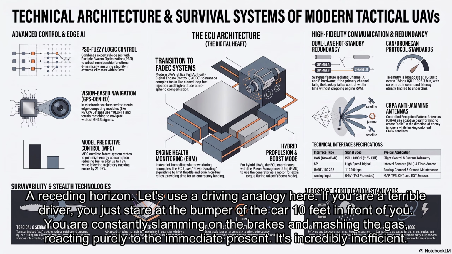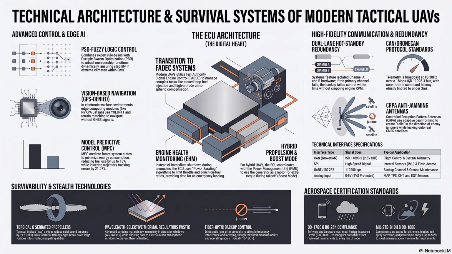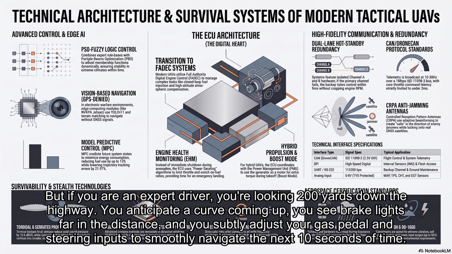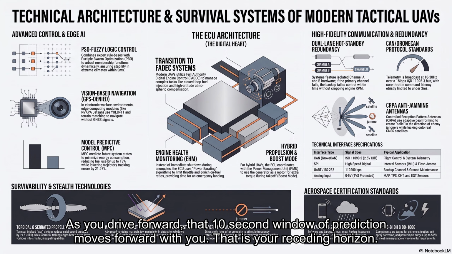A receding horizon. Let's use a driving analogy here. If you are a terrible driver, you just stare at the bumper of the car 10 feet in front of you, you are constantly slamming on the brakes and mashing the gas, reacting purely to the immediate present. It's incredibly inefficient. But if you are an expert driver, you're looking 200 yards down the highway, you anticipate a curve coming up, you see brake lights far in the distance, and you subtly adjust your gas pedal and steering inputs to smoothly navigate the next 10 seconds of time. As you drive forward, that 10-second window of prediction moves forward with you. That is your receding horizon.